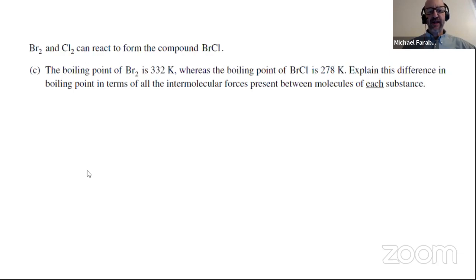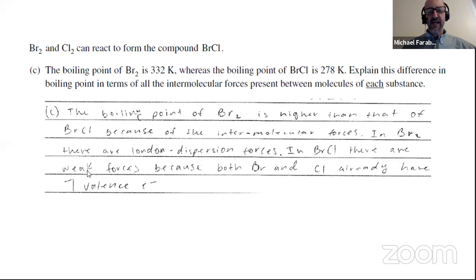I'm going to show you a student answer that is incorrect. So take a moment to see what they did correctly and or incorrectly. It says the boiling point of Br2 is higher than that of BrCl because of the intermolecular forces. In Br2, there are London dispersion forces. In BrCl, there are weak forces because both Br and Cl already have 7 valence electrons. So think about how you would have phrased your answer to this question a little bit differently, and then I'll reveal the scoring guidelines and what their mistake was.